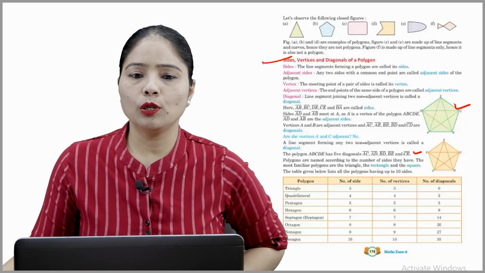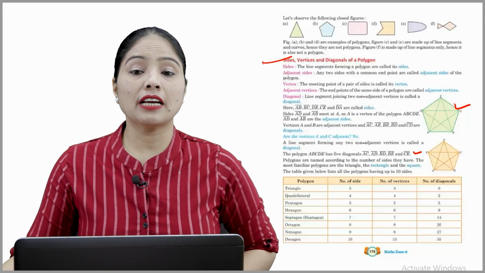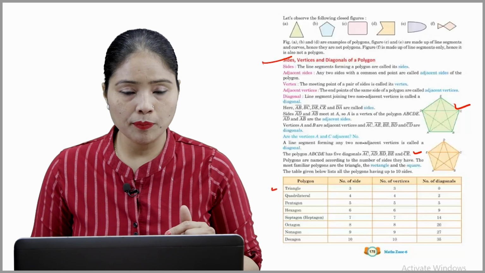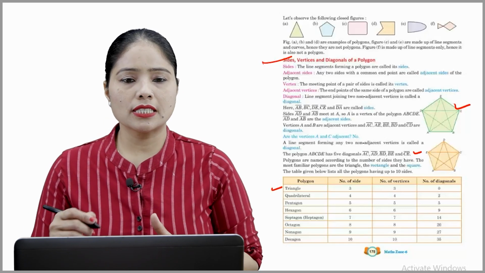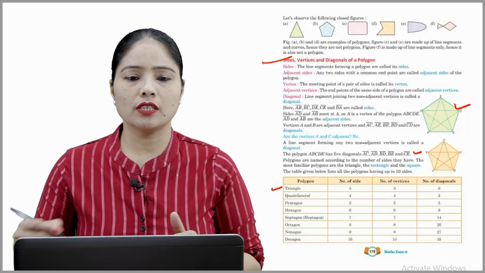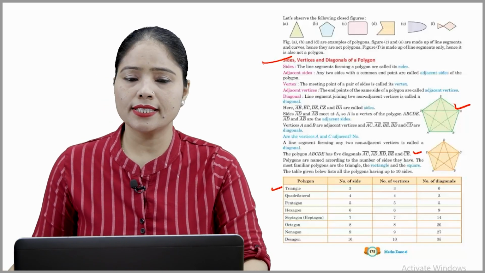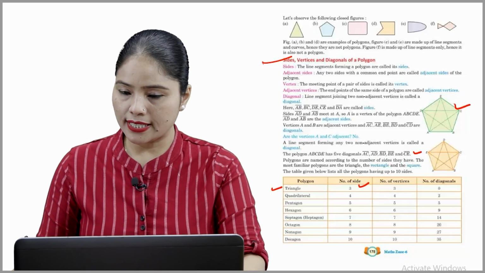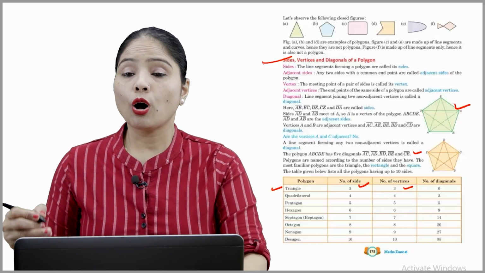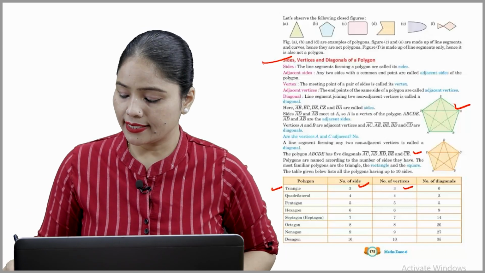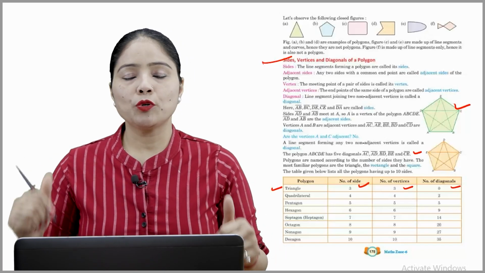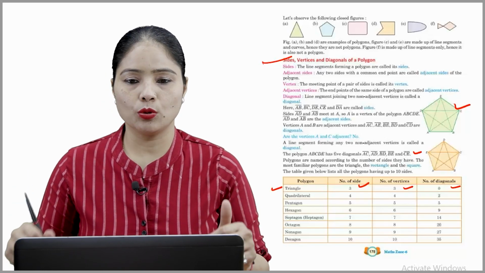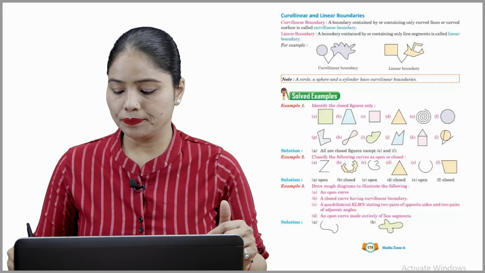The table given below lists all the polygons having up to 10 sides. So, these are the names of all the polygons: triangles, quadrilaterals, pentagon, hexagon, septagon, octagon, nonagon and decagon. And the number of sides are like that, and the number of vertices are all these, and the number of diagonals are like that one, beta. Okay, so I hope you understood well. For these things you have to just do practice. Okay, so now move on next, beta.